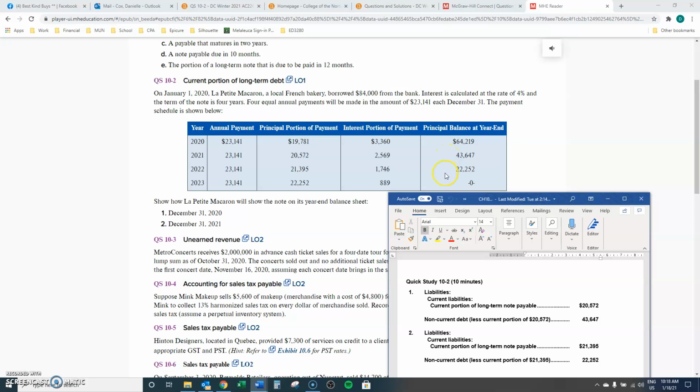In 2021, the same thing. We're looking at the end of 2021 here. In the next 12 months, this is the principal amount that will be paid, $21,395, and this is the balance that will be paid after the 1 year. We don't account for interest there. Interest is recorded as an expense in the year that it occurs.